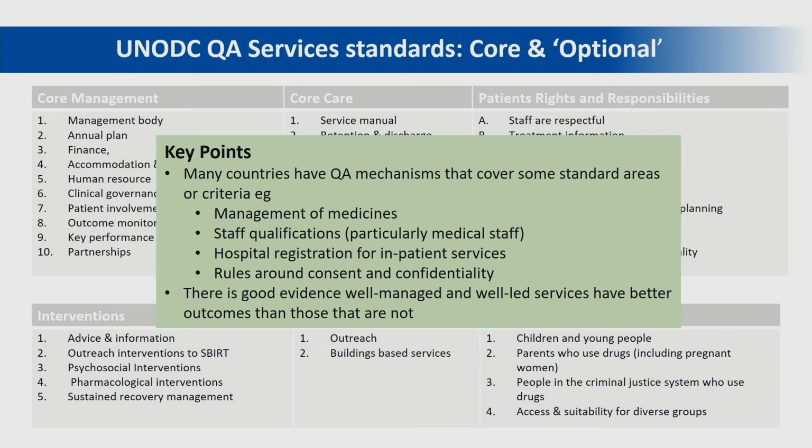So the key points from this is that many countries already have some quality assurance mechanisms. And they cover things like the management of medicines. They might cover staff qualifications. They might cover hospital registrations and the way that hospitals have to operate. They may cover rules around consent and confidentiality in the legal framework in the country.